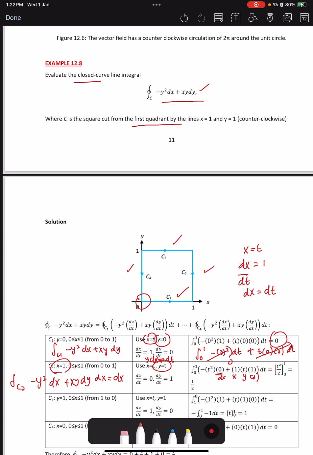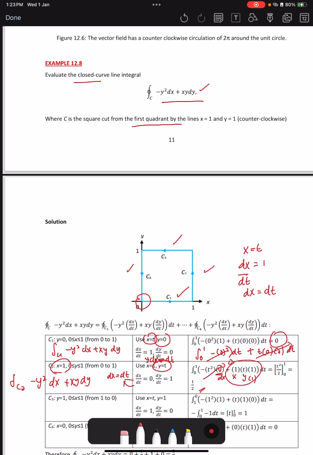Okay. This one is 1. Sorry, dy, dy. dx is equivalent to dt for this one. This one dy, so if it's 1, dy is 1. Okay, so you will get this one 0. You will get this component only that you need to integrate, and you will get 1 over 2.